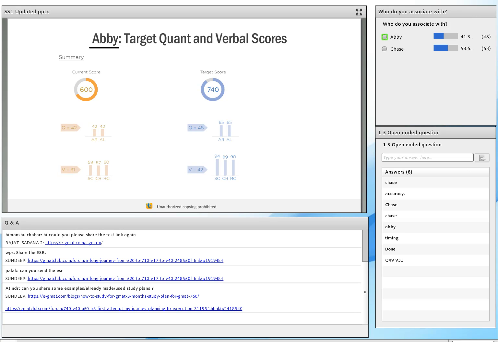Remember, these were her starting scores. She had a quant score of 42 and a verbal score of 31, and you can see the percentiles over here. And then what the GMAT Planner really says is that to get to that score of 740, you need to get to Q48 and V42. You can really see the percentiles over here in quant and verbal. So it tells you that.